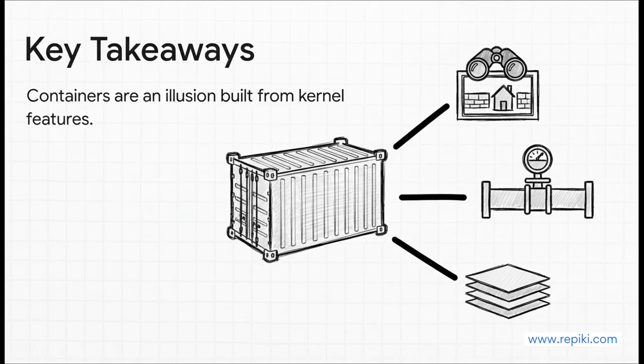So, let's wrap this up. The biggest thing to remember is that containers aren't some black box magic. They're just a really clever combination of standard Linux kernel features. You've got namespaces to provide the isolation, controlling what a container sees. You've got C groups to provide the limits, controlling what it can use. And you've got Docker images and that layered file system to give you that incredible portability.